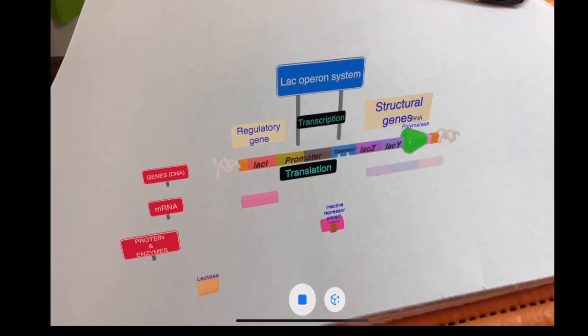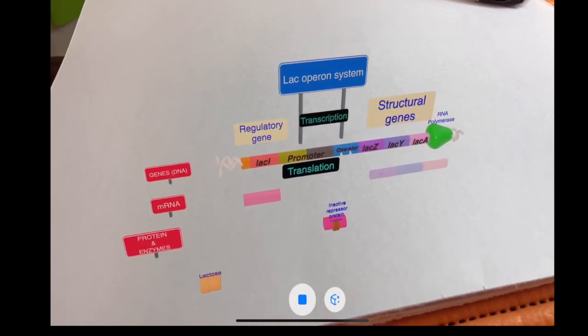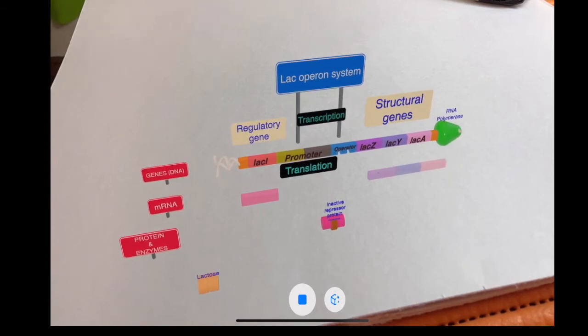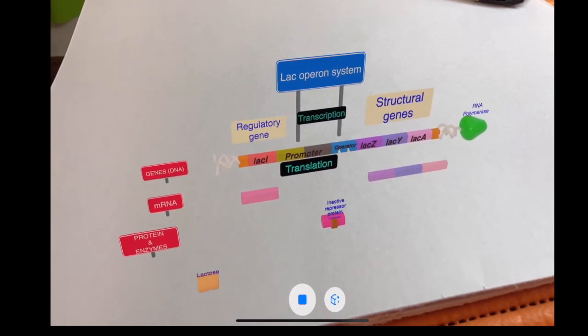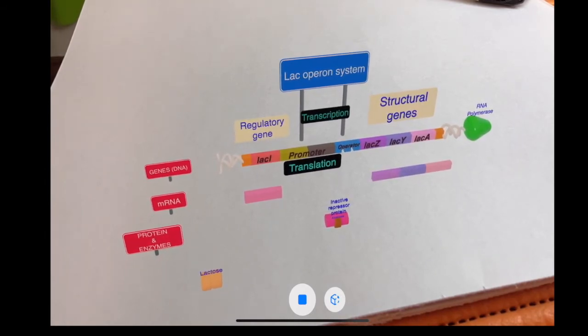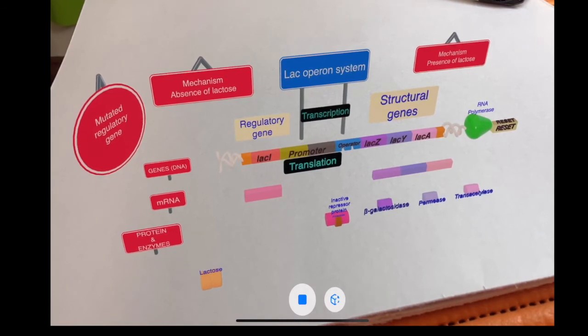RNA polymerase binds to the promoter and transcribes the structural genes to produce an mRNA strand. The mRNA strand will be translated into enzymes. The gene lacZ will code for beta-galactosidase. LacY will code for permease, and gene lacA will code for transacetylase. The lac operon system is switched on.